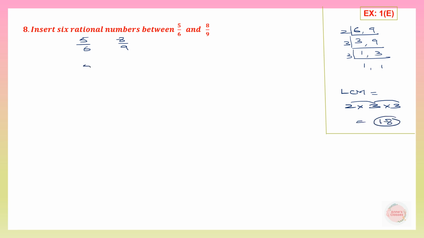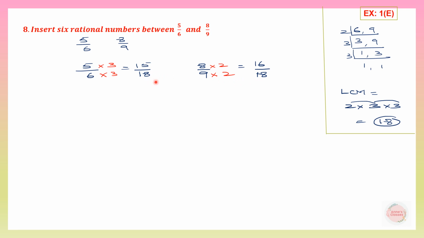So take the first rational number 5 by 6. Now the denominator has to become 18. So 6 threes are 18. We multiply 5 also by 3. So here we have 5 threes are 15 and 6 threes are 18. Now take the next rational number 8 by 9. The denominator has to become 18. So we multiply 9 by 2. So multiply this also by 2. So 8 twos are 16. 9 twos are 18. So now we have 15 by 18 and 16 by 18. Both have the same denominators. Earlier the denominators were different. That's why we found the LCM.